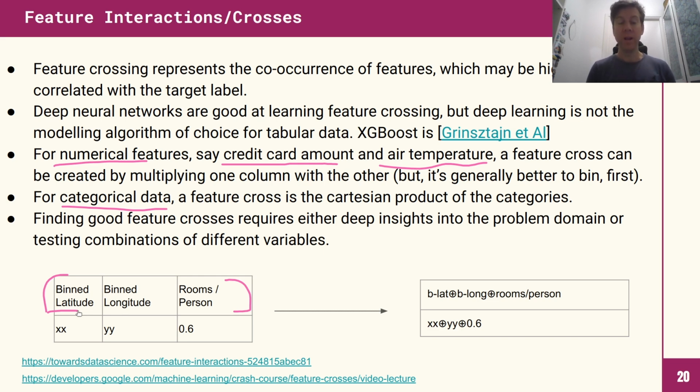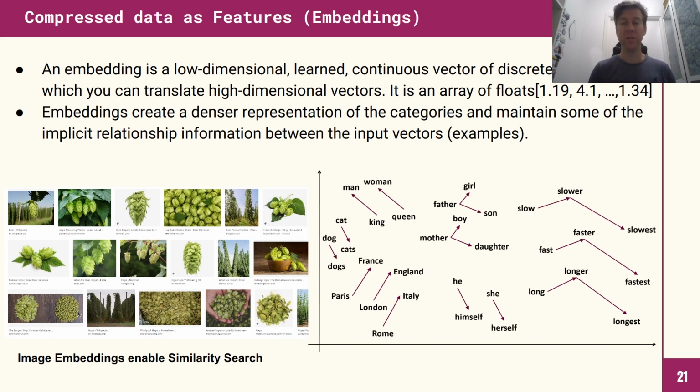And I mentioned before, finding good feature crosses is hard. It'll require deep insights into the problem domain. There are libraries that can help you automatically discover some of these feature crosses, and sometimes it may be worth your while to use them. We're not going to go through them in the course, but it's good to know that they exist in case you really need to use this technique to define new features.